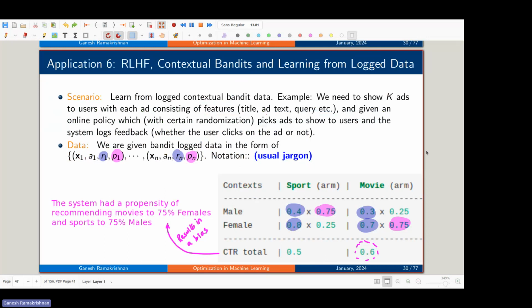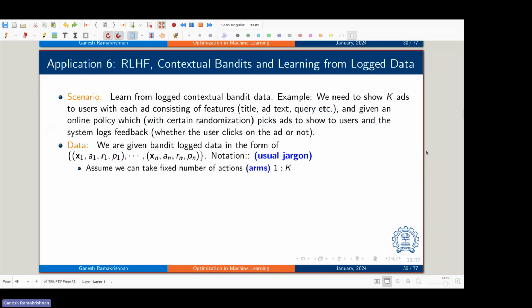So assume we can take a fixed number of actions. What do I do? A1 is showing a sports ad, A2 is showing a movies ad. There are 2 actions in this case.